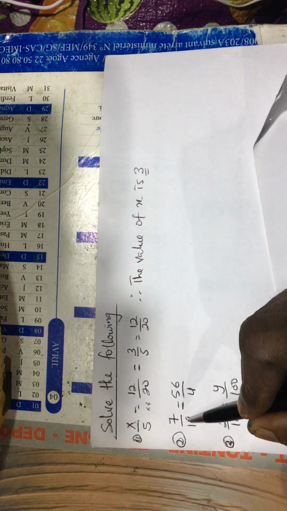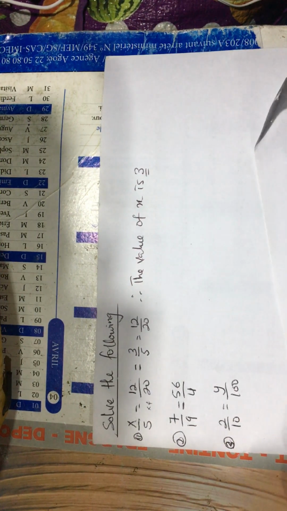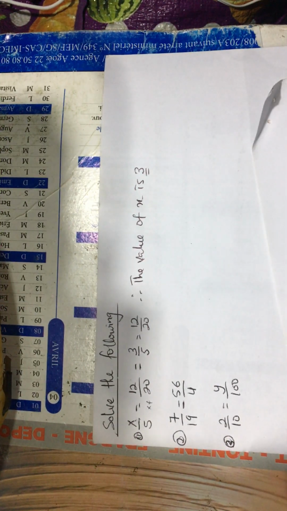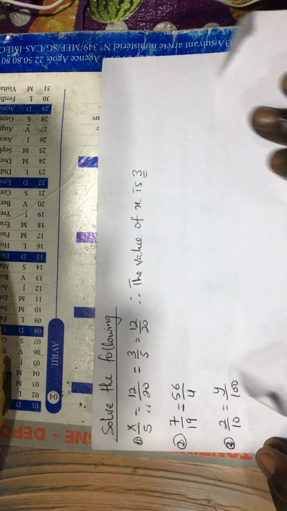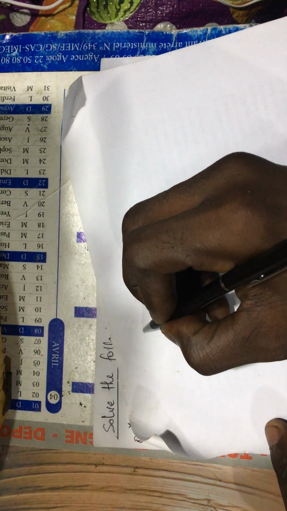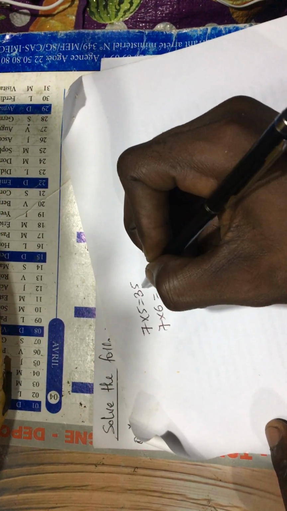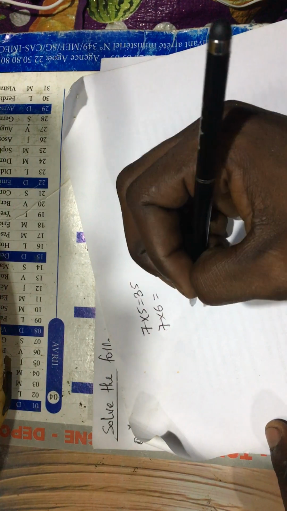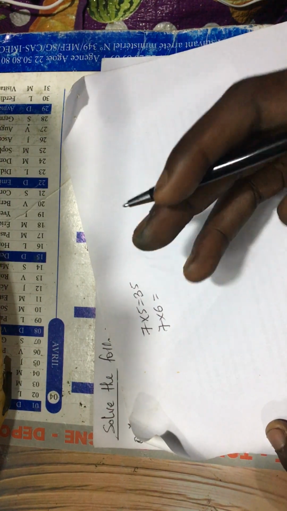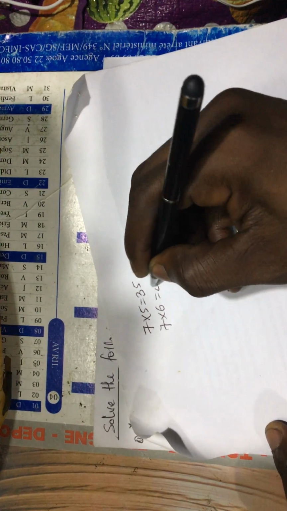There is a number that when you multiply by 7, you get 56. Which number is that? If you know your 7 times table very well, you will know. Let's start from 7 times 5 is 35. 7 times 6, when we add 7 to this, you get what? 35, 36, 37, 38, 39, 40, 41, and 42. 42.